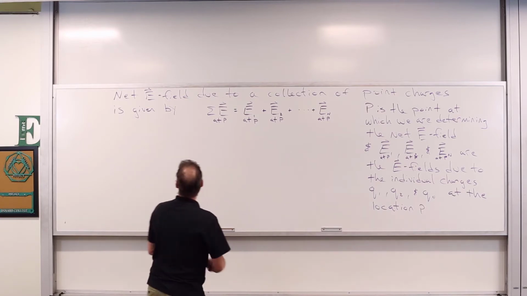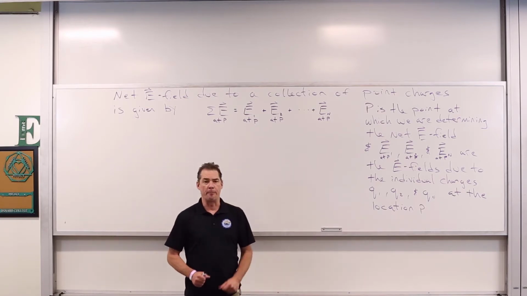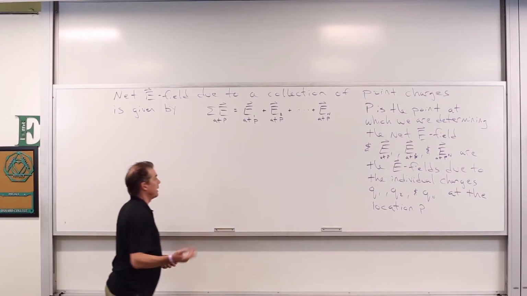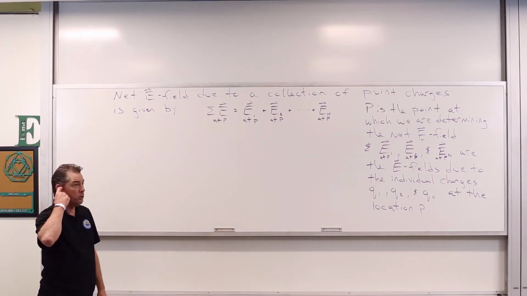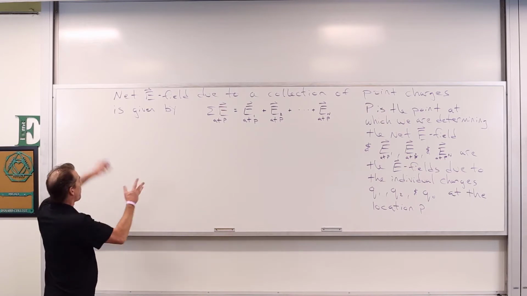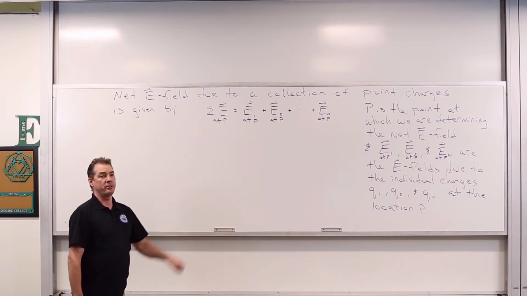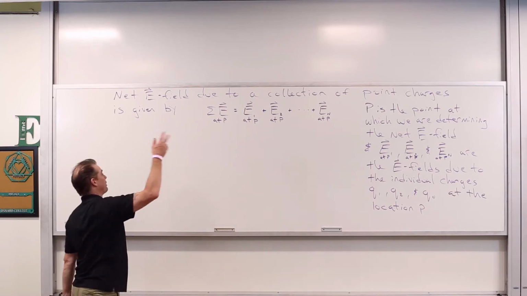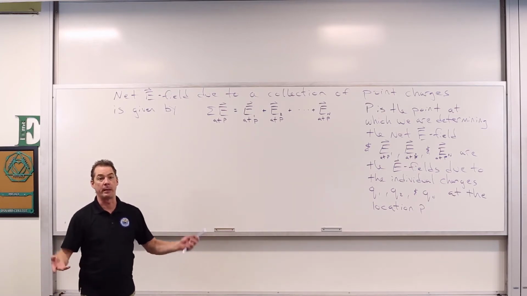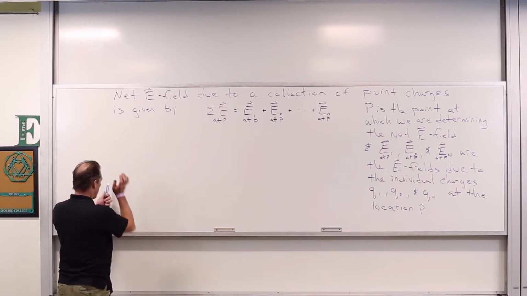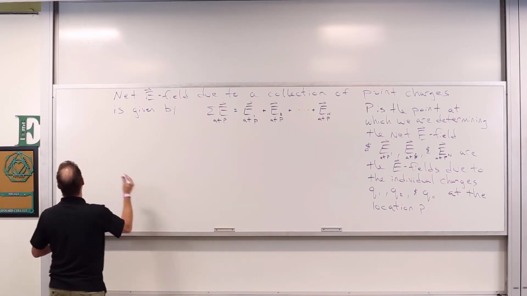So let's do a problem, shall we? So here's the problem. Alright, so we're going to take 2 point charges, Q1 and Q2, give them some amount of charge, throw them into a coordinate system, and say, hey, they're at P1 and P2, what is the net electric field at some other location, P3? We'll do this twice, we'll do it for an easy case, and maybe one that's a little bit more elaborate, but nonetheless, here we go.